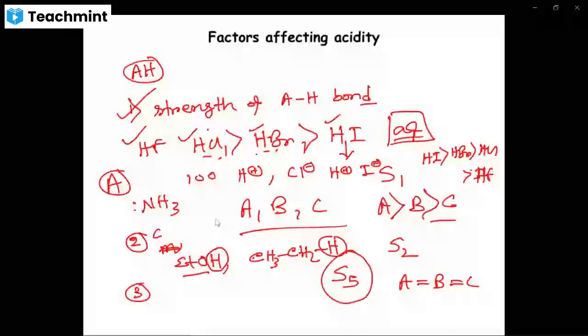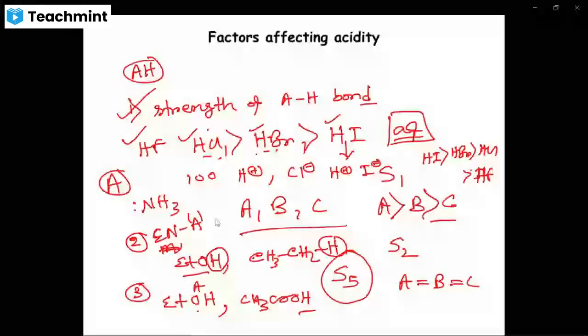The third point on which, so the second point is the electronegativity of A. What is the third point? So let's say now you are given ethanol and acetic acid, CH3COOH. Can you tell which one will be more acidic between ethanol and acetic acid? Why acetic acid? Because in this case both A are oxygen, so electronegativity is the same, bond strength is also the same. So what is the deciding factor here?